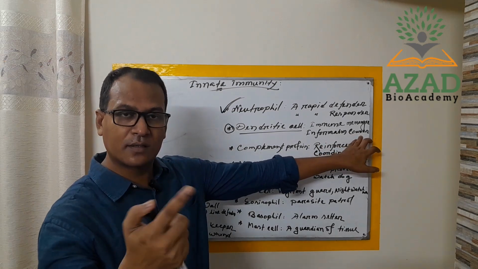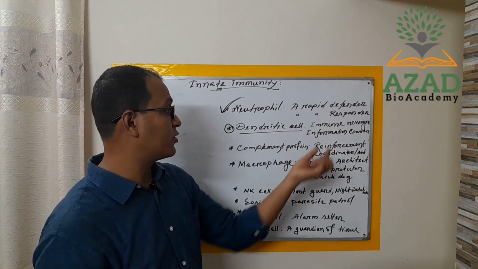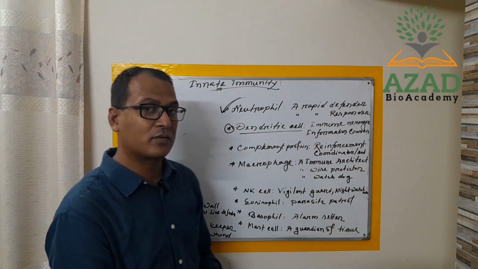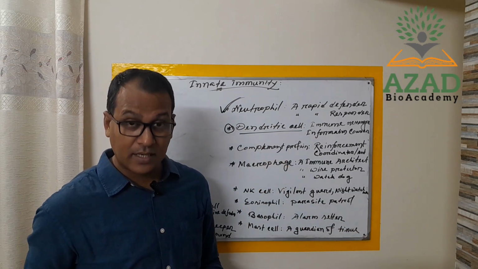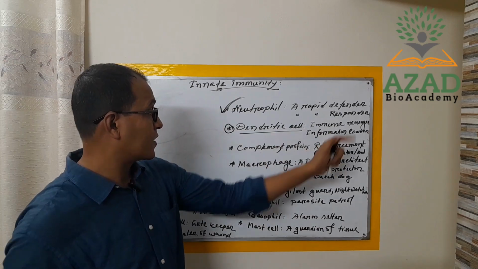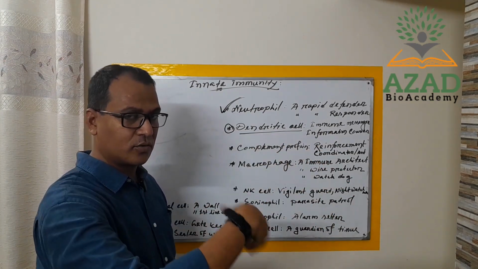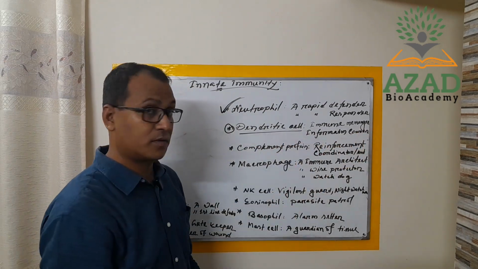That means the courier service that will carry information. Which information? The type of microorganism attack and the extent of the microorganism attack. That will depend on the nature of the microorganism as well as your immunosystem. So this is the immunomessenger or information courier.